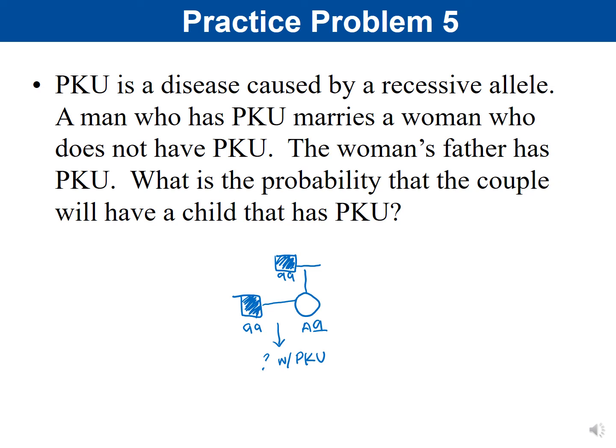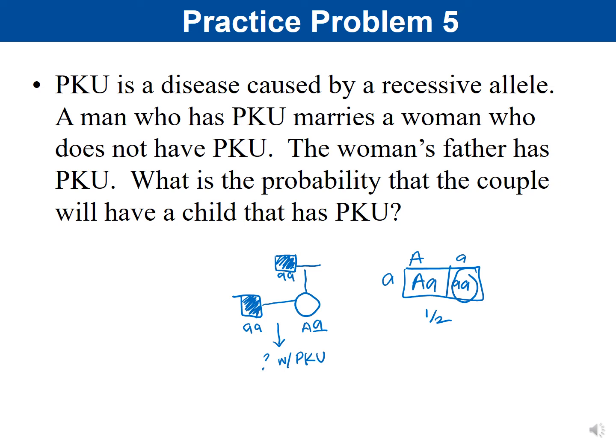Now it's just a Punnett square. So little a crossed with big A, little a. So big A, little a, little a, little a. What is the probability that the couple will have a child that has PKU? 1/2. So it's a 1/2 probability.